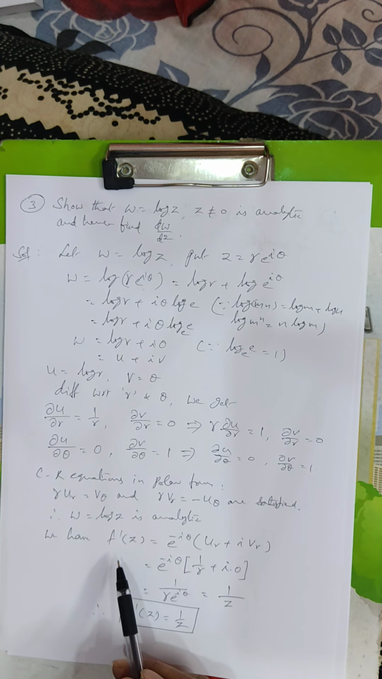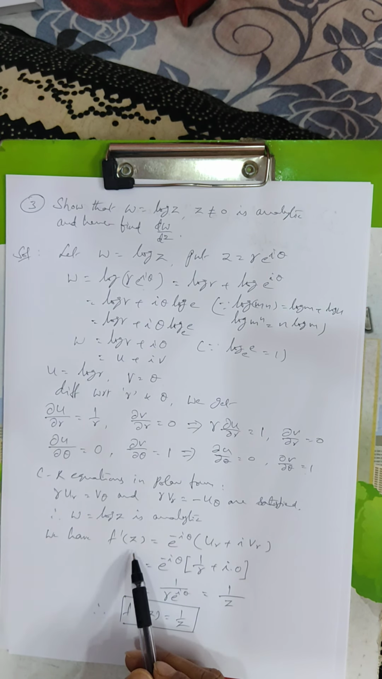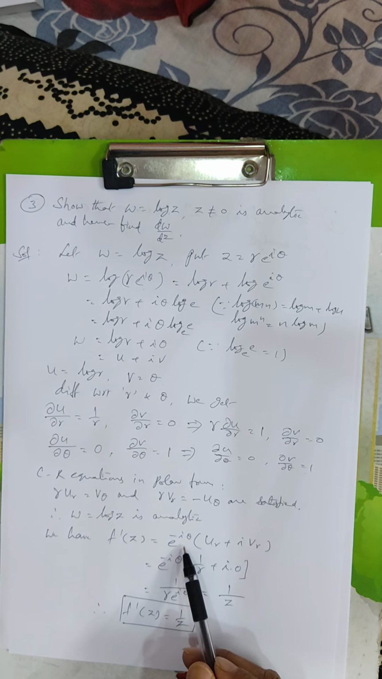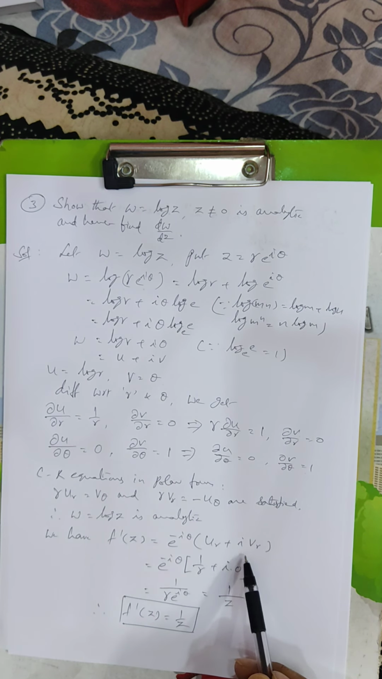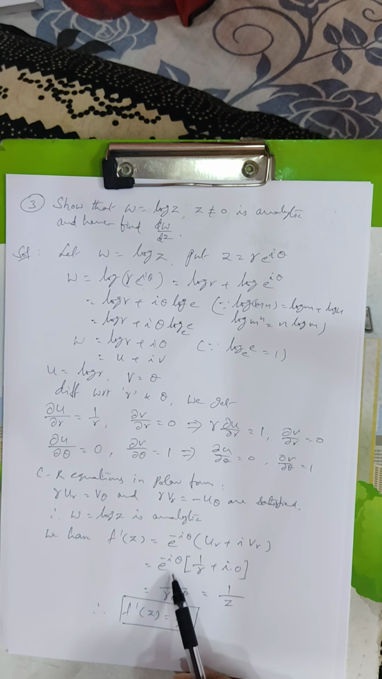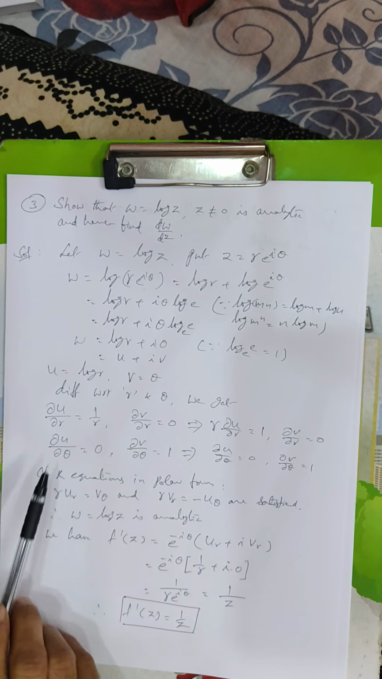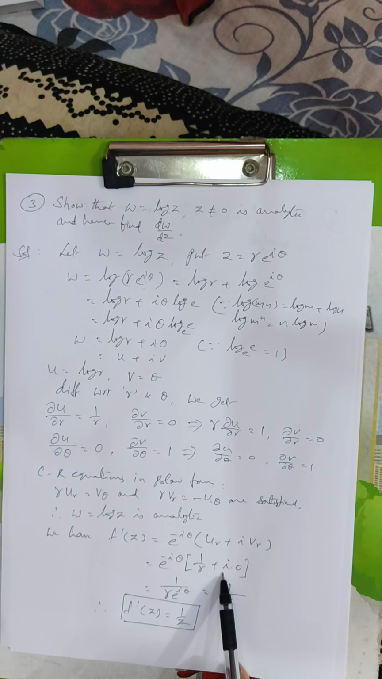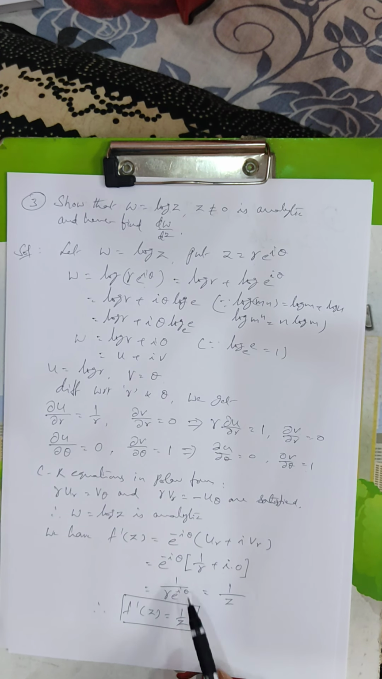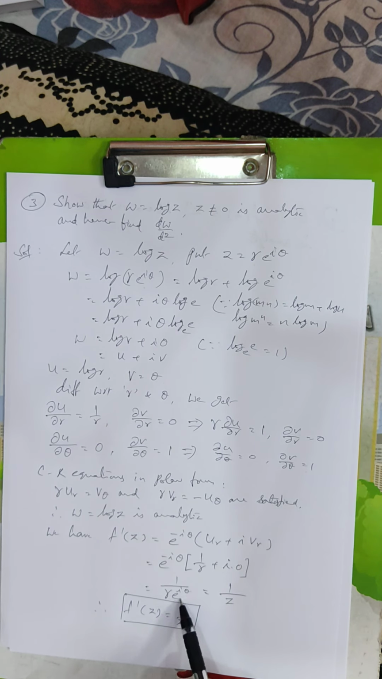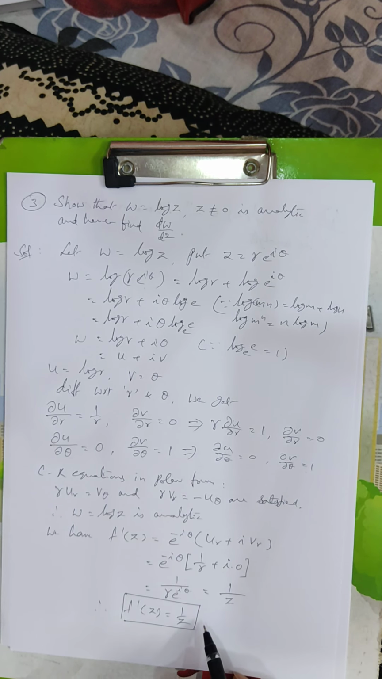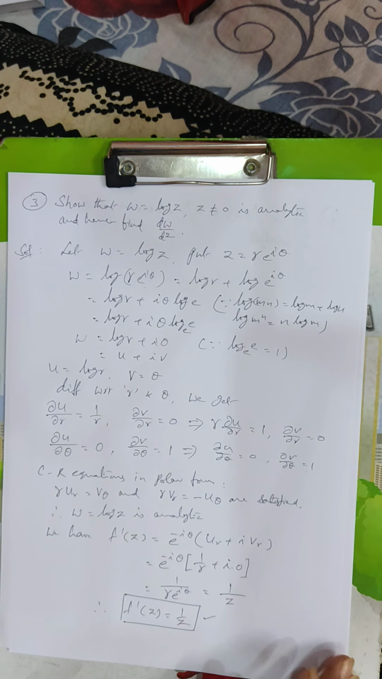Now we need to find the derivative, that is f dash of z is equal to e power minus i theta into dou u by dou r plus i dou v by dou r. Let us substitute for the partial derivatives. Dou u by dou r is 1 by r plus i into dou v by dou r, which is 0, so the second term is 0 here. E power minus i theta into 1 by r can be written as 1 by r e power i theta, and you know r e power i theta is z, so f dash of z is equal to 1 by z, that is the required derivative.